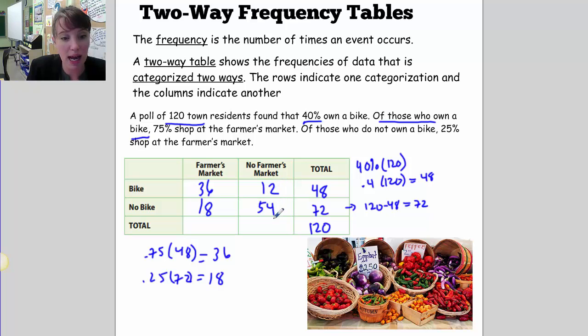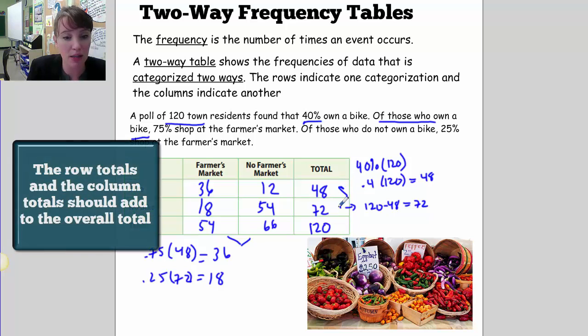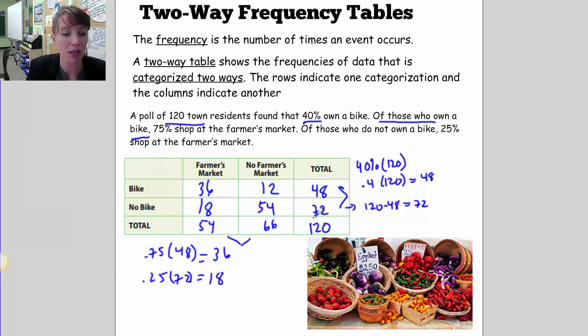Okay, then we can add these two together to get 66. Those are the people who did not go to the farmer's market. And add these together to get 54. Those are the people who did go to the farmer's market. So we have 120 people total. We get 120 if we add these two right here, and we have 120 if we add these two. So out of the people who own a bike and don't own a bike, that's 120 people. The people who go to the farmer's market and don't go to the farmer's market, that's 120 people as well.